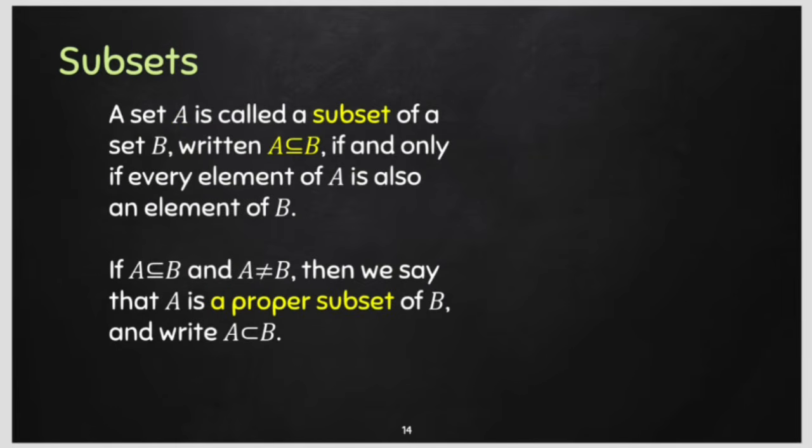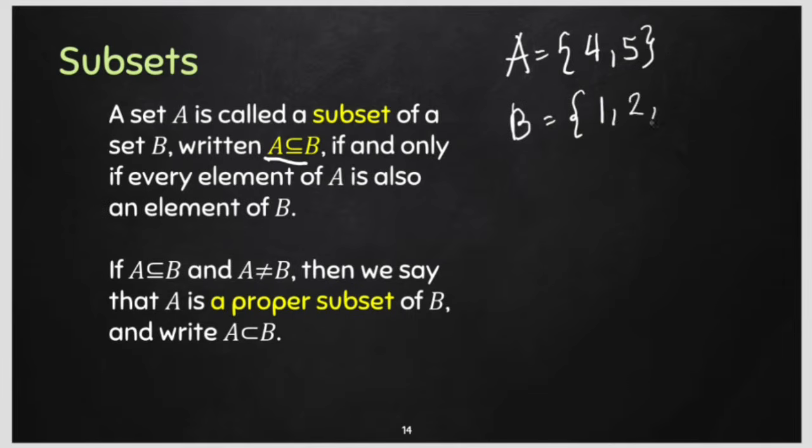Next, subset. A set A is called a subset of B, written A ⊆ B, if and only if every element of A is also an element of B. So let's take, for example, your A is {4, 5}, and then you have set B as {1, 2, 3, 4, 5}. Since 4 and 5 belong to set B, then we could say that A is a subset of B.